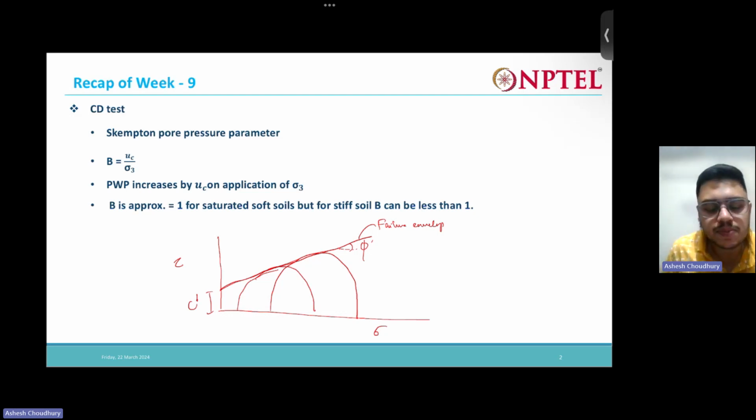Now, this B parameter that is written here is the parameter that we get from the first stage of a triaxial test, that is, from the consolidation stage of the triaxial test. So what is B? B is equal to Δu_c by Δσ3. That means Δu_c is the increase in pore water pressure, the excess pore water pressure that gets generated on the application of σ3, or on the application of the cell pressure, right? So as we apply cell pressure, what is going to happen?